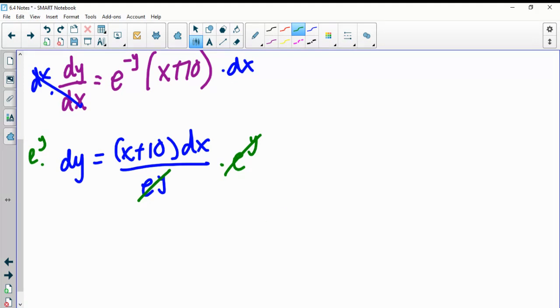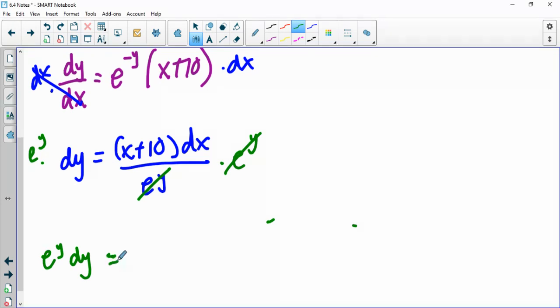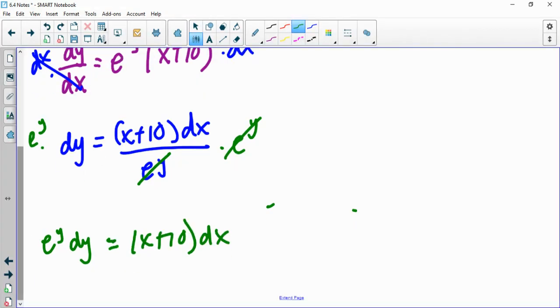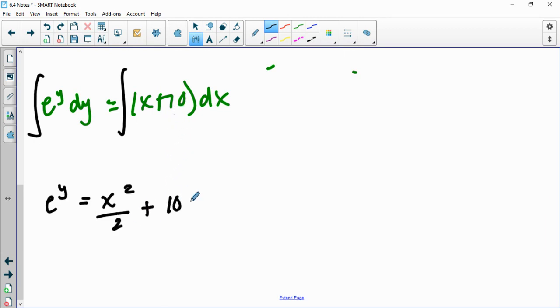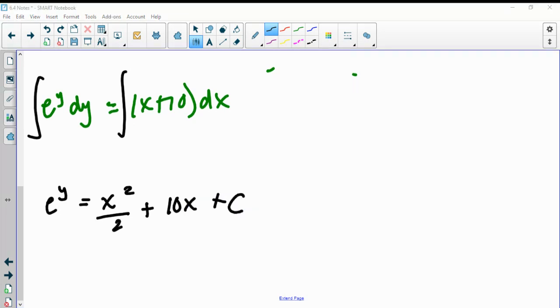So now I have e to the y dy equals x plus 10 dx. And so we're going to integrate both sides. Lucky for us, e is its own derivative and antiderivative. So this side is just e to the y. And then equals x squared over 2 plus the antiderivative of 10, which would be 10x, plus c.